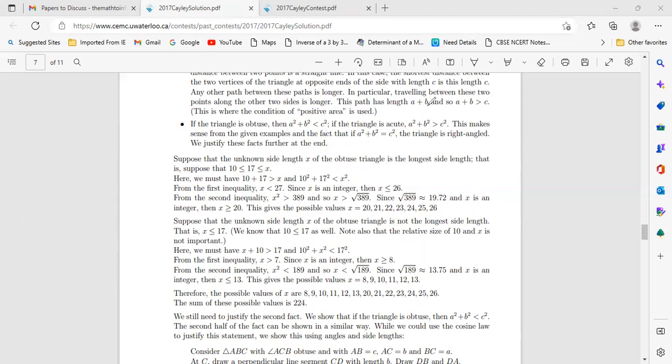And then for the second one, it would be x squared plus 10 squared is less than or equal to 17 squared. So then we would get x squared is less than or equal to 189. 289 minus 100 will give you 189. So if you take the square root for this, can you try the method I taught you for 13.75? Can you just try whether you're obtaining the same result for 189?